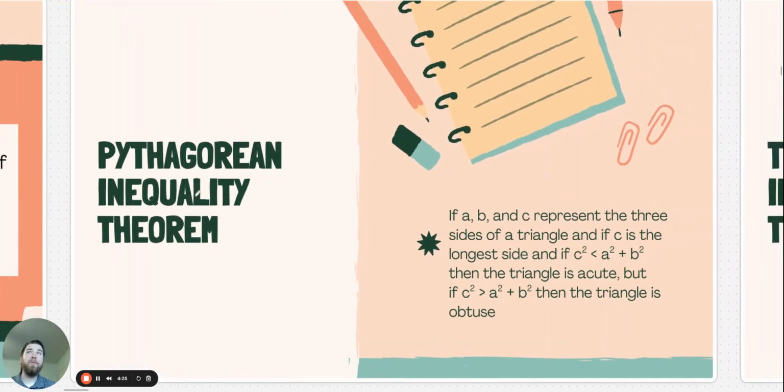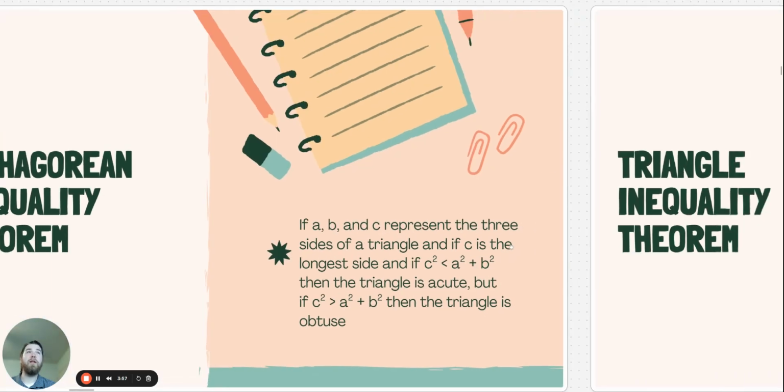So the Pythagorean Inequality Theorem. This is how we can apply the Pythagorean theorem. It's basically saying that if a, b, and c represent three sides of a triangle, and c is the longest side of that triangle, then if c squared is less than a squared plus b squared, that triangle is going to be acute. But if c squared is greater than a squared plus b squared, then that triangle is going to be obtuse. So that's how we're applying the Pythagorean theorem in the Pythagorean Inequality Theorem.